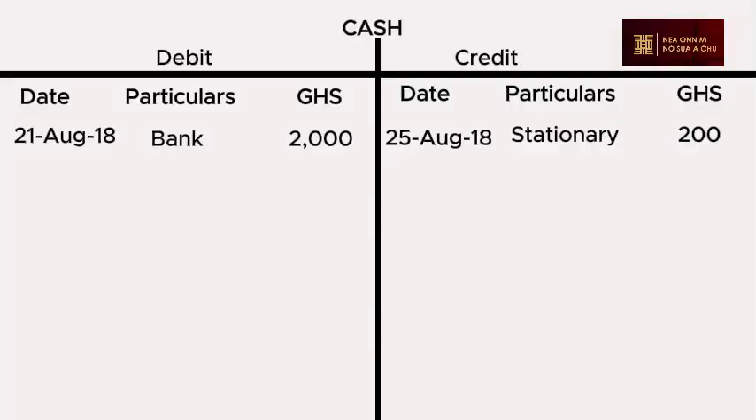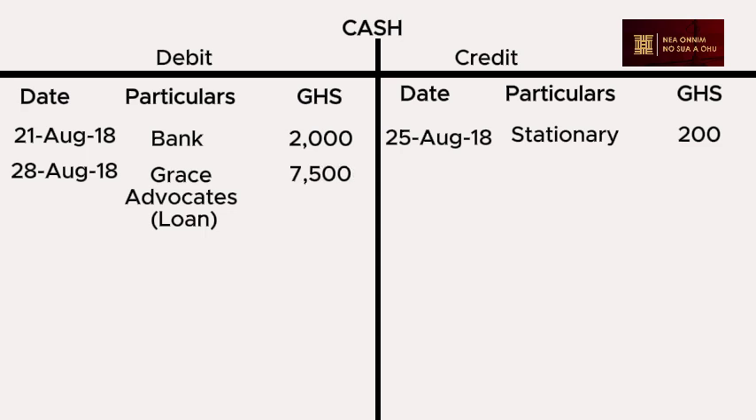We already have our cash account opened. So let's go and record the debit in there on the left side. So in there, the date is August 28. The particulars will be what? Grace Advocates into bracket loan, and the amount 7,500. Done.